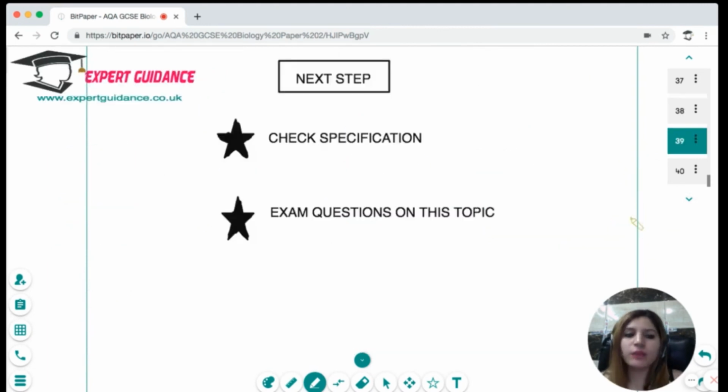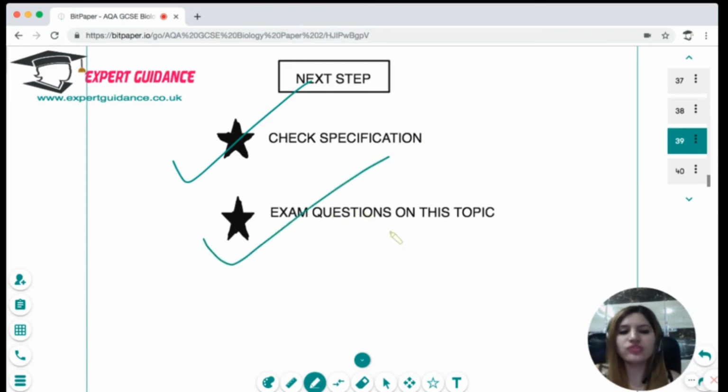Okay, so I hope this topic is clear to you. As always, the next step, check the specification, make sure everything which is there in the specification is crystal clear to you, and you should do exam questions on this topic, which can be easily found on my website. The link is shared with you in the description box below.